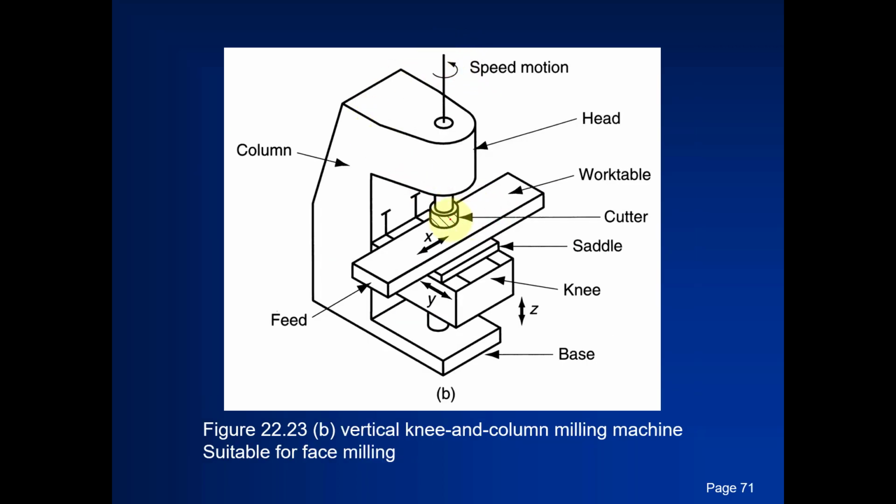Okay, now here you can see it is suitable for face milling, because the axis of rotation of the cutter is perpendicular to this surface. Again, this is the column, this is the knee. This is also a vertical knee and column milling machine, and it is suitable for face milling. And the rest of the things are the same.